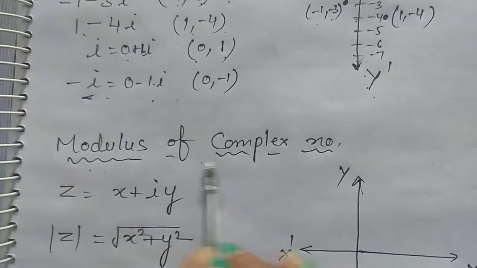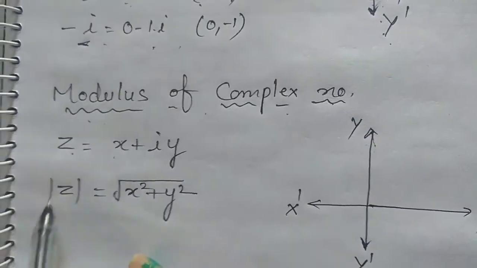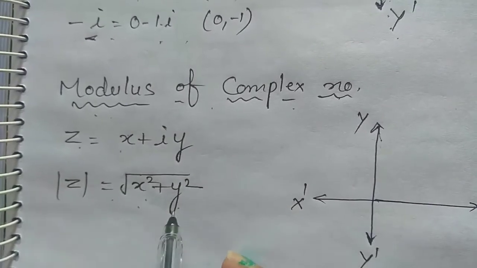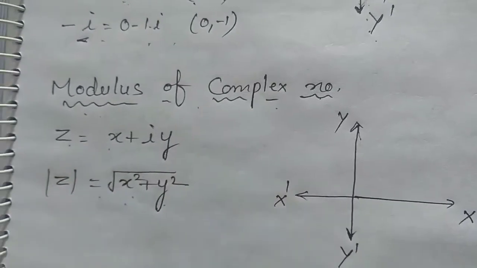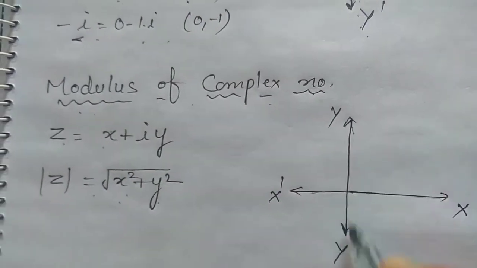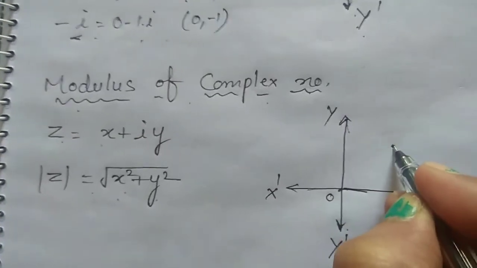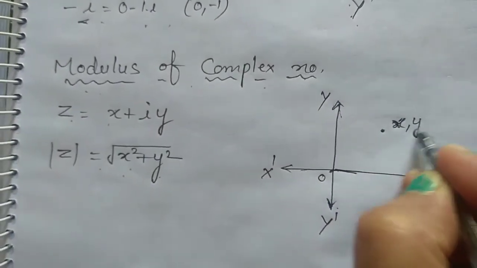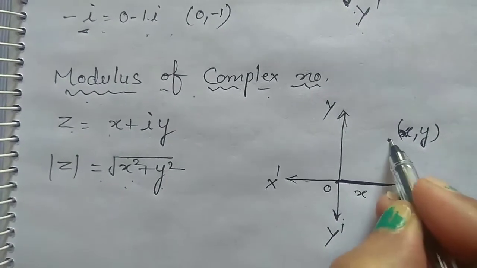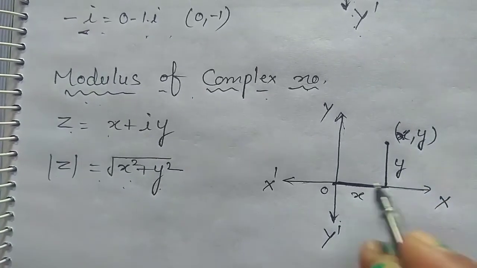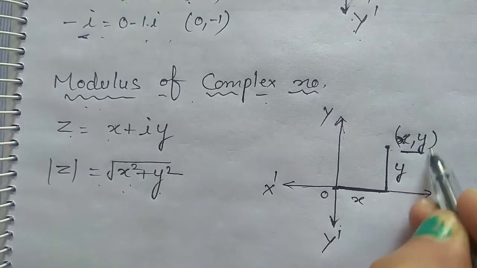Now, what is the modulus of a complex number? Suppose z is equal to x plus iota y. The modulus of z will be the square root of x square plus y square, and we have discussed this in the last video. So how will we find the modulus of z? Suppose this is the x-axis, this is the y-axis, this is the origin. Suppose the point (x, y) is here. That means the value of x is this and y is this. Then what will be the modulus of z? This point is z.